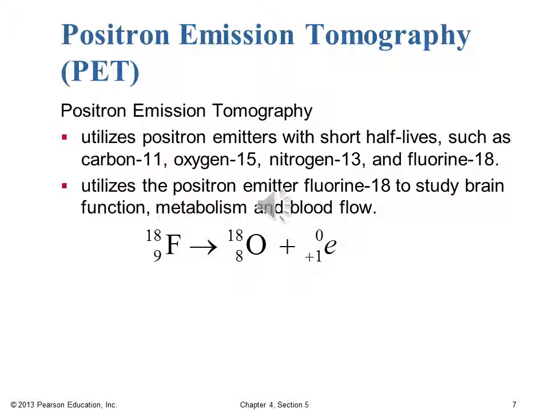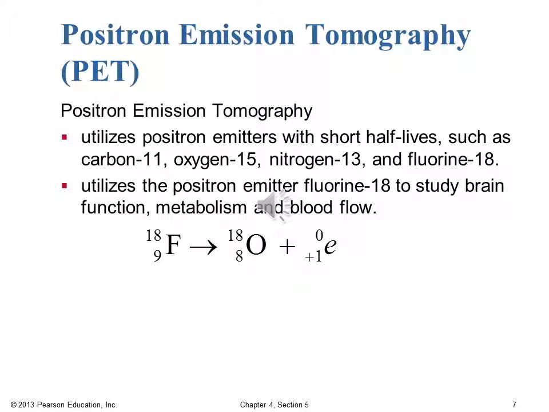One specific type of scan, positron emission tomography, a PET scan as it's commonly called, utilizes positron emitters with short half-lives, and here we have a list of 4 common ones: carbon-11, oxygen-15, nitrogen-13, and fluorine-18. One example would be the positron emitter fluorine-18 to study brain function, metabolism, and blood flow.